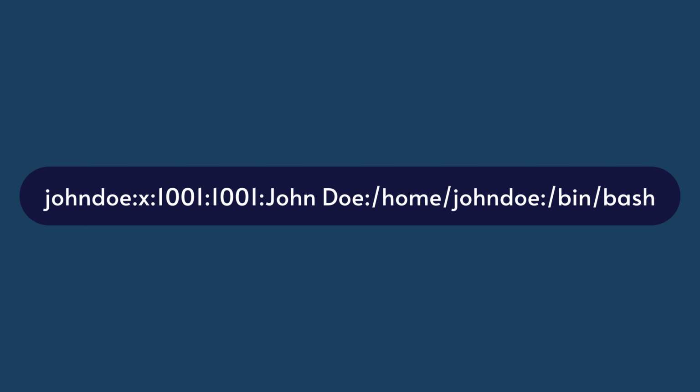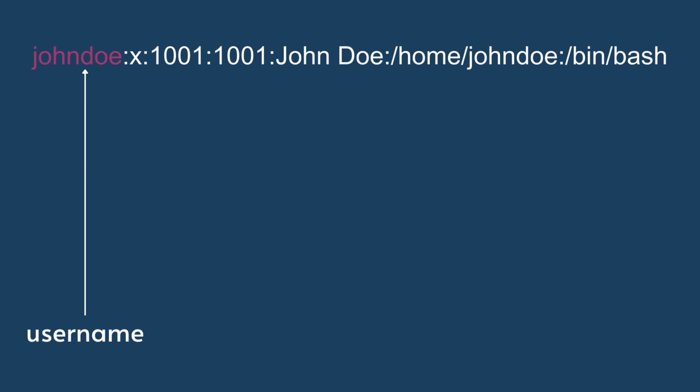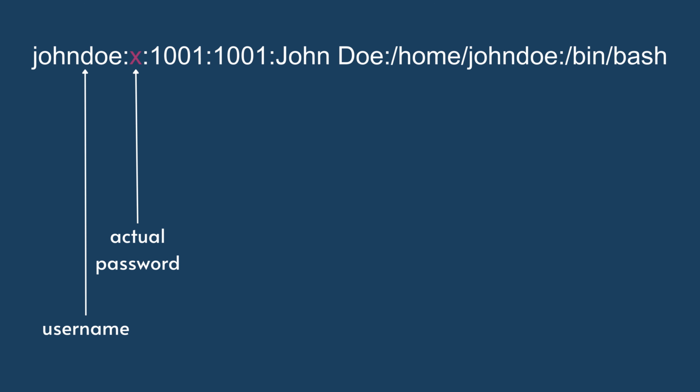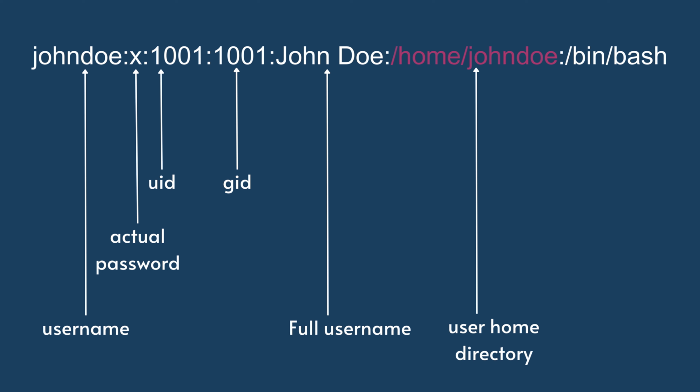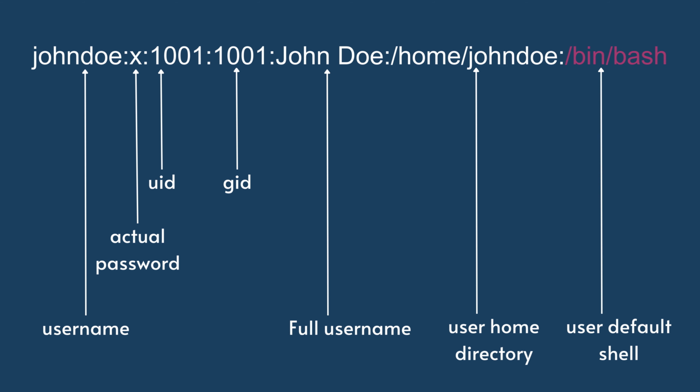In this entry you can find that the first field is the username, the second one is the actual password but it is stored somewhere else. After that is the user ID, after that is the group ID, then the fifth one is the full name, John Doe in this case, then John's home directory, /home/johndoe, and then the default shell this user can access whenever they log in. In this case it's bash.